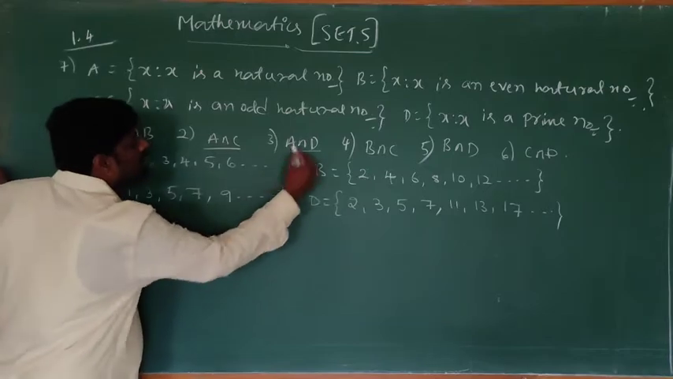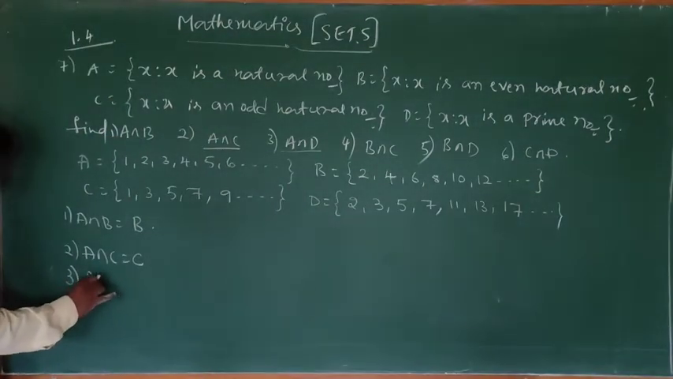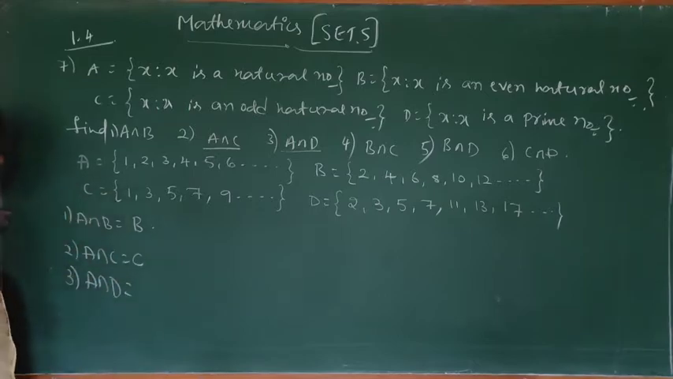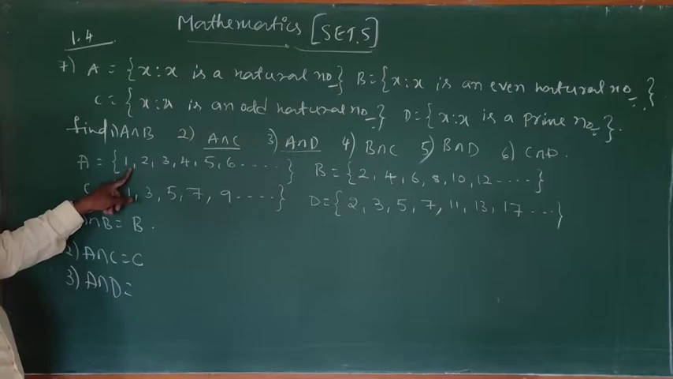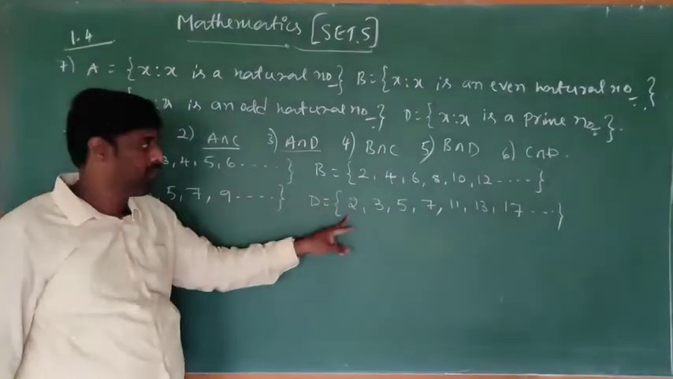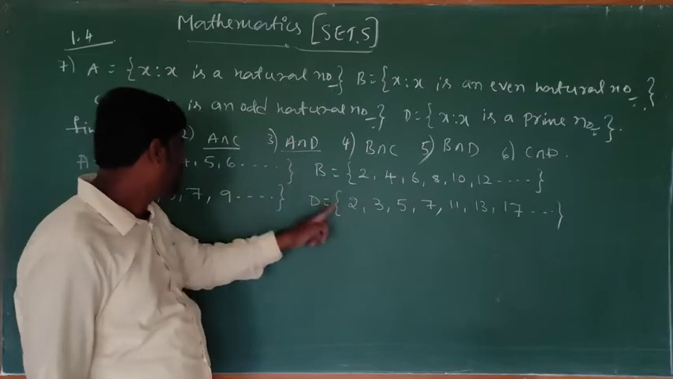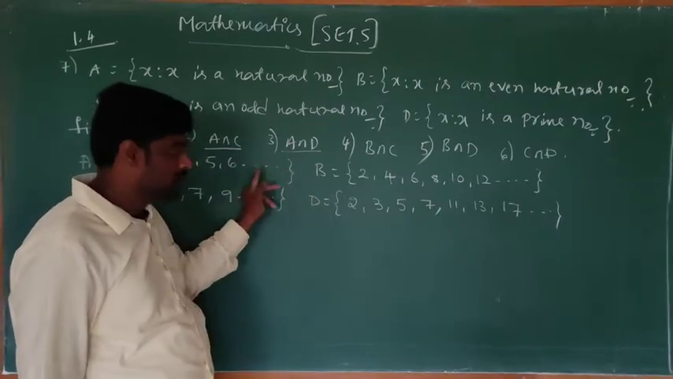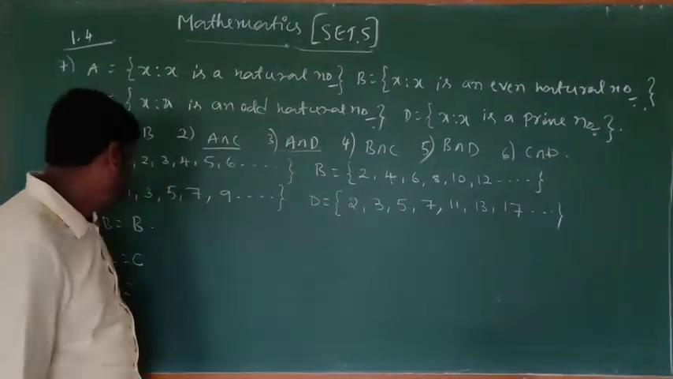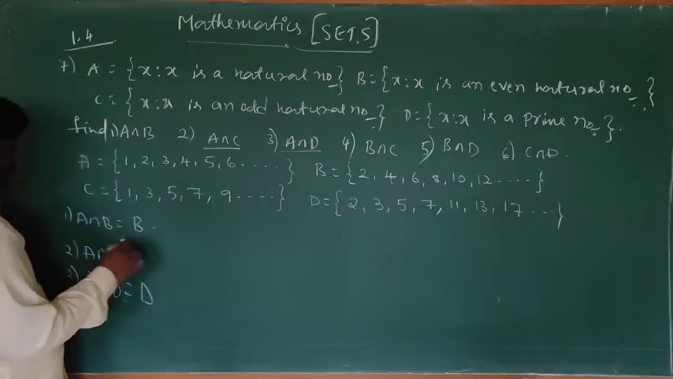Next, the third one, A intersection D. Here A is the natural numbers, D is the prime numbers. 2 is there, 3 is there, 5 is there, 7 is there. This set has all natural numbers, so the prime numbers are all in it. Therefore, A intersection D is equal to D.